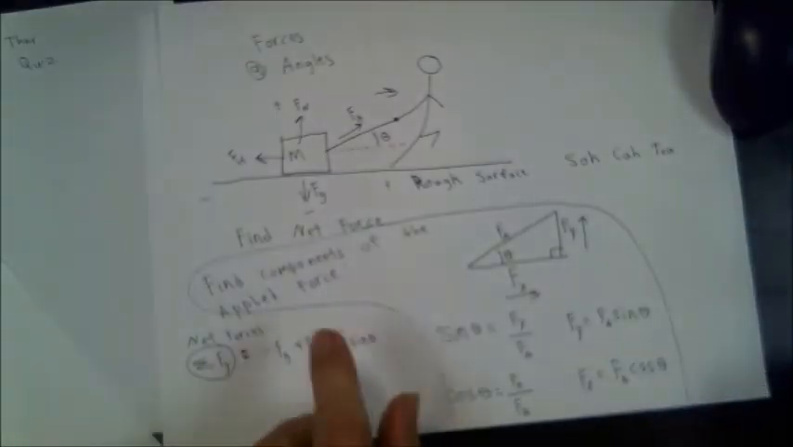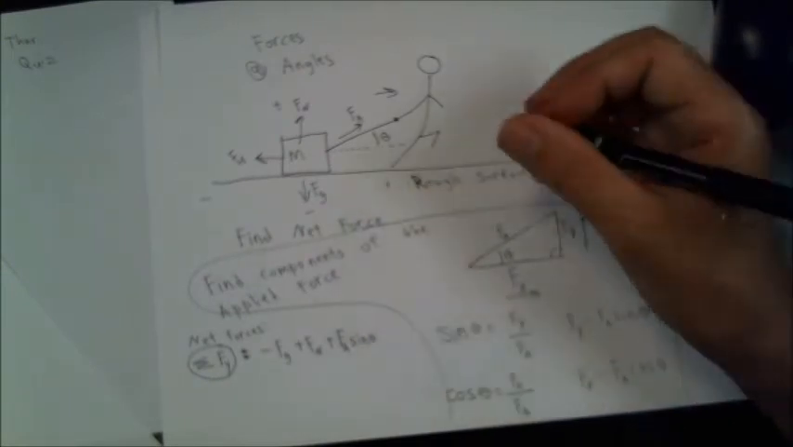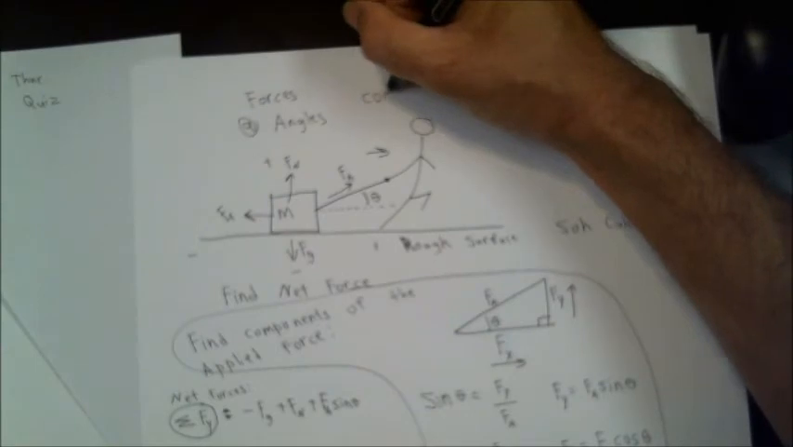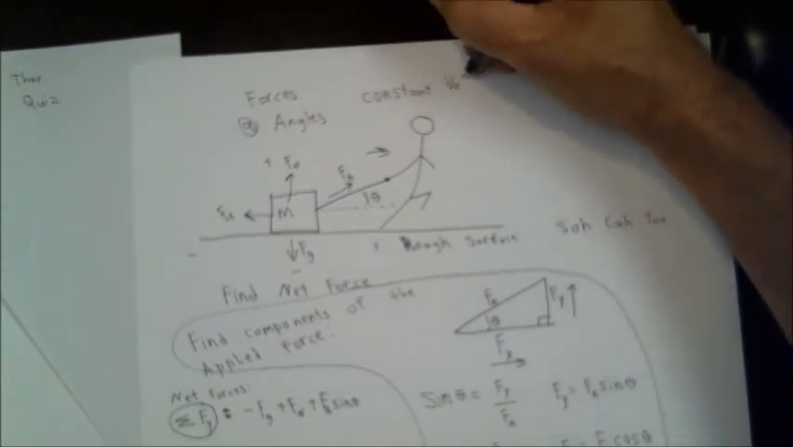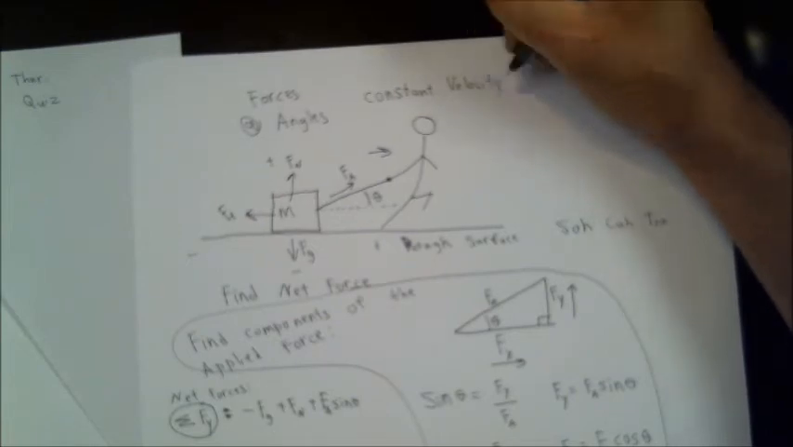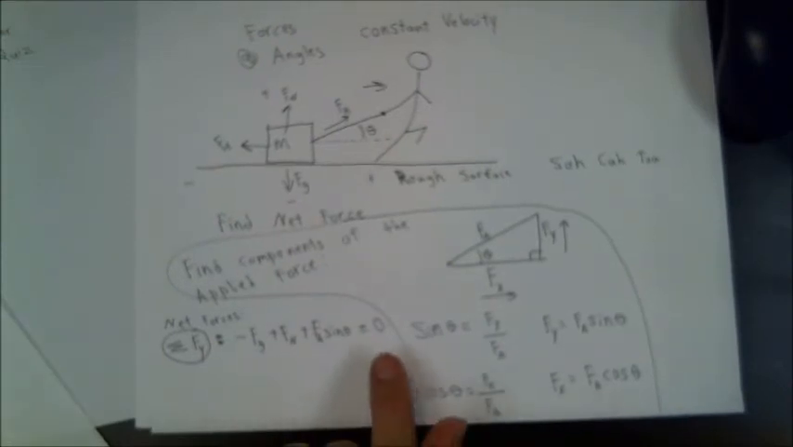Now this object may be moving, but that does not necessarily mean it's accelerating. Since we're doing equilibrium problems, we're going to say this is constant velocity, which means no acceleration, therefore this is equal to 0. Really, when we get to Newton's second law, we'll say that this is equal to ma. It's just that the acceleration is 0, so that's why we have a 0 right here for right now.